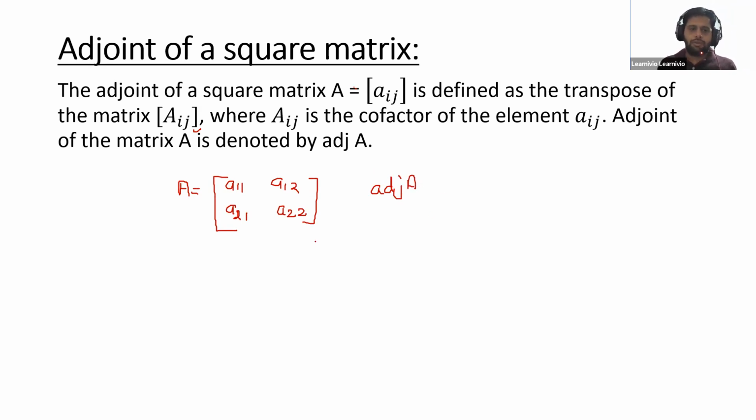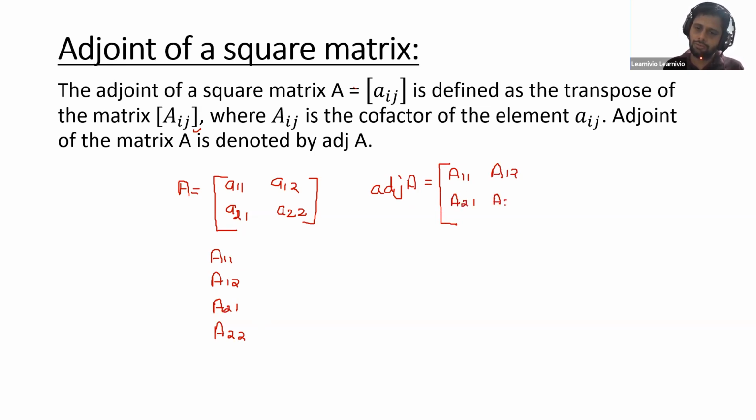Now, first of all, we need to find the cofactor. You already know how we can find the cofactor. Next is A21 and this is A22. So by this we can find the cofactor. Now what you need to do: adjoint is the transpose. Please find the cofactor and write the cofactors in this matrix in the same order, in the same sequence. So adjoint of A is equal to this. Now we will find the transpose of this matrix.